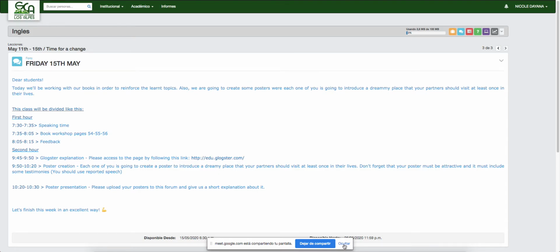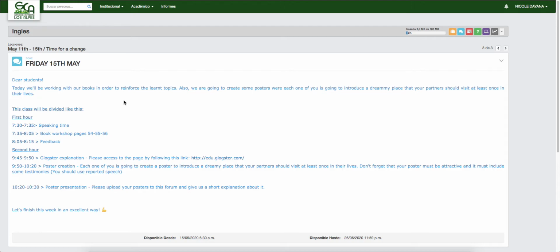Sophie, can you please help me reading the instructions of today's class? Okay, today we'll be working with our books in order to learn Rainforest topics. Also, we are going to create some poster where each one of you is going to introduce a dreamy place that your partner should visit at least once in their life. So that's it. First hour book, second hour poster creation.